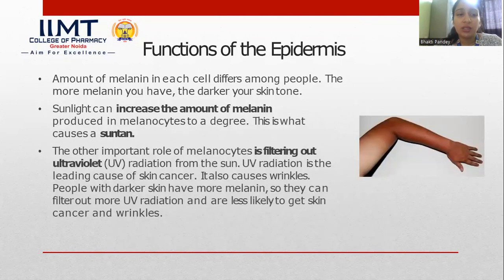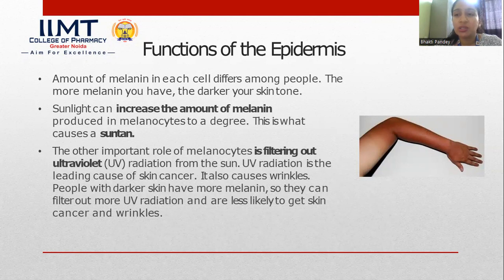Then comes melanin. The amount of melanin in each cell differs from person to person. The more melanin you have, the darker your skin tone. Sunlight can increase the amount of melanin produced in the melanocytes to a degree, which causes suntan. The other important role of melanocytes is filtering out the ultraviolet radiation from the sun.